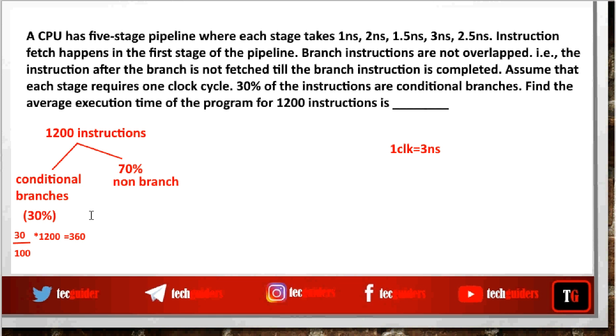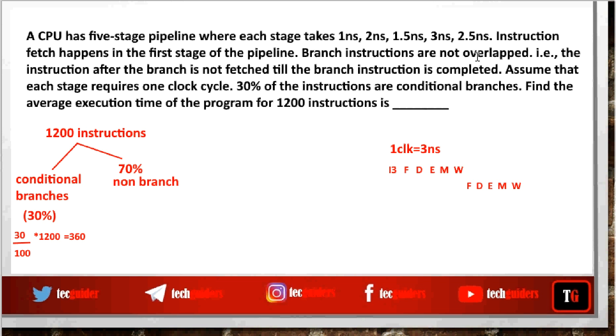And what is the extra clock cycles required for them? Here given the branch instructions are not overlapped, that is, the instruction after the branch is not fetched till the branch instruction is completed. So once a branch instruction is encountered, suppose I3 is a branch instruction, then the next instruction will be fetched only after this instruction is completed, after the fifth stage. It means an instruction following this conditional branch instruction will be processed out in 5 cycles instead of 1 clock cycle. So how many extra cycles are taken? 4 clock cycles are taken.